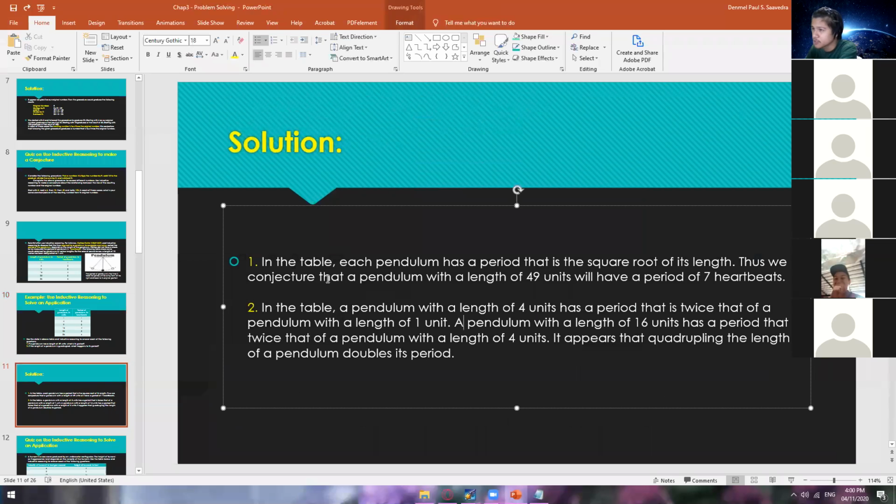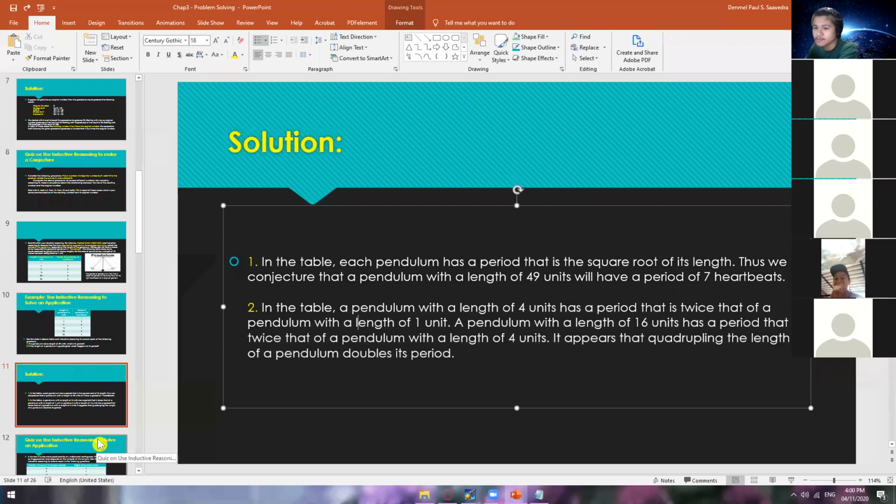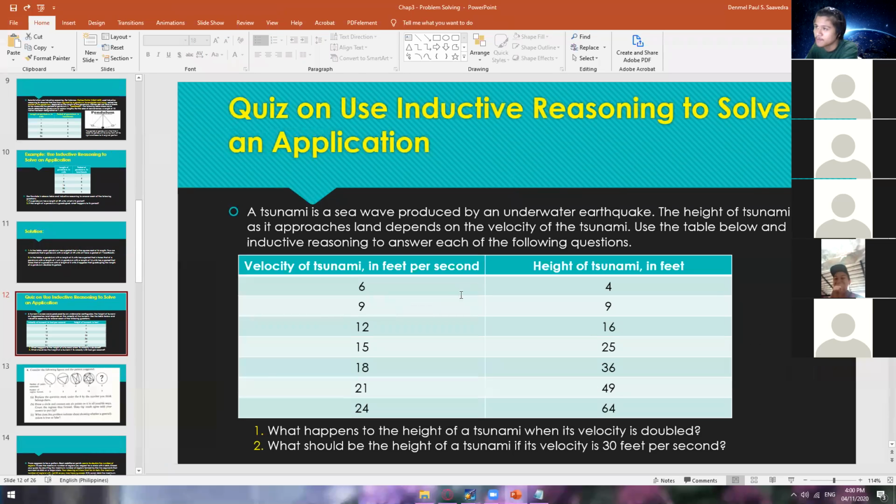So here's the solution for those 2 questions. I will leave the reading to you guys. So we have here number 1 and then number 2. All right. So as usual, right after that example, you're going to have a quiz, which is very similar with the last example.